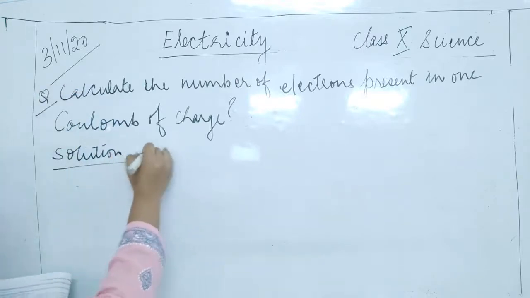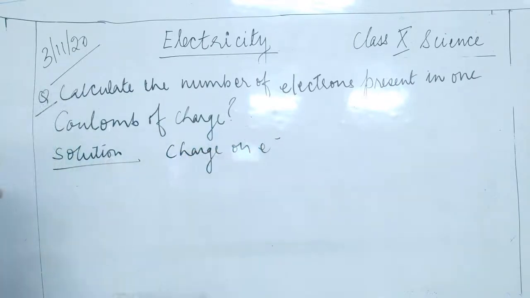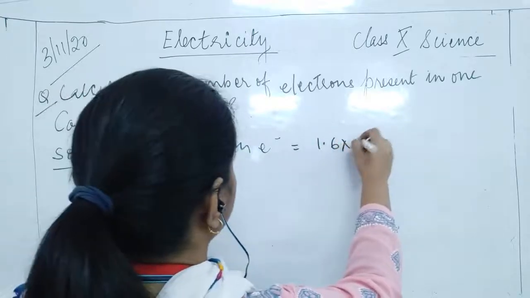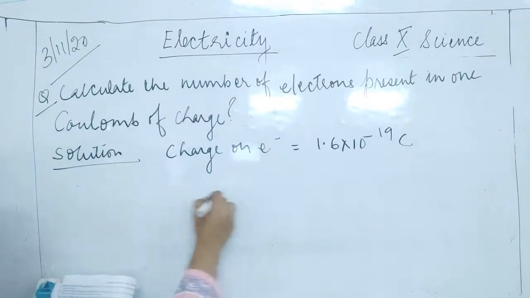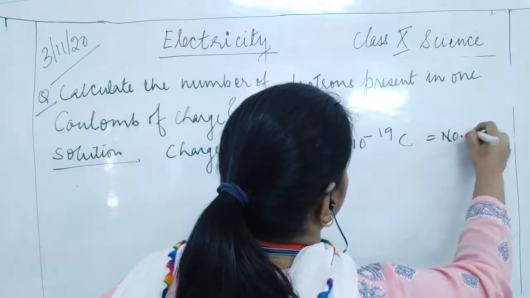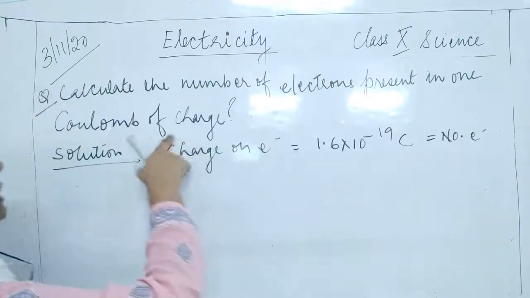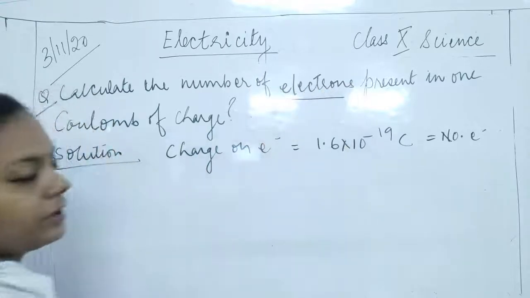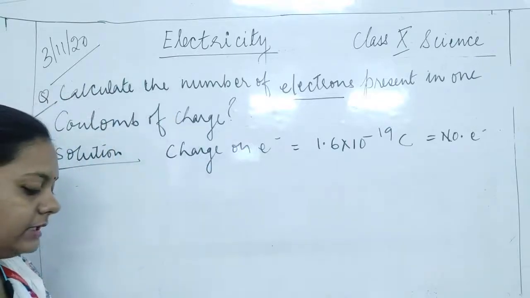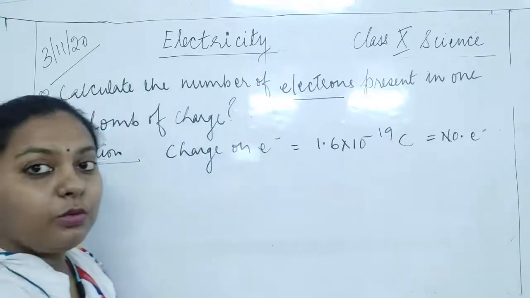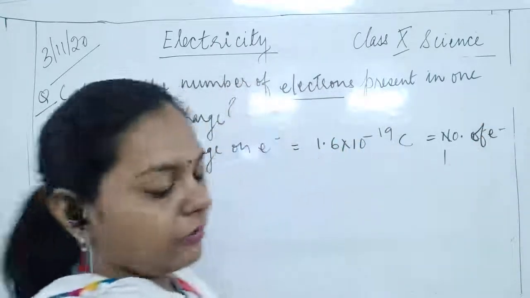We know that the charge on an electron is 1.6 into 10 to the power minus 19 coulomb. Okay, and so it is the number of electrons. If it is a positive charge, then the positive charge is 1.6; here it is asking how many electrons are present. Okay, so we'll be considering the same charge, that is 1.6 into 10 to the power minus 19 coulomb. Now it is equal to 1 electron. How much number of electrons is there? It is 1 electron.